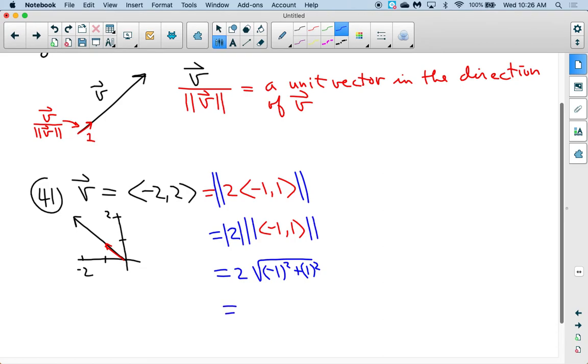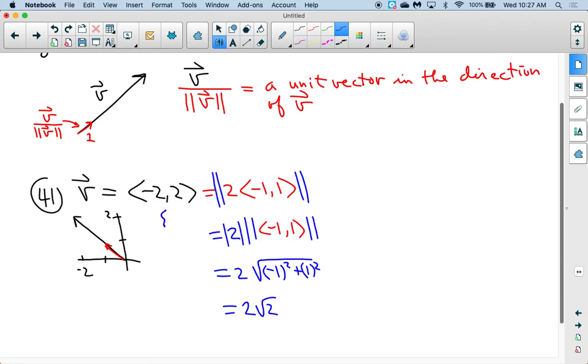If you did it the other way, it would still work out to be the same. But this is just a nice little trick for finding magnitudes of vectors that have a common factor in their components. So 2 what? 1 plus 1 is 2, so 2 radical 2. Now for you guys that didn't do this, you would have gotten what here?